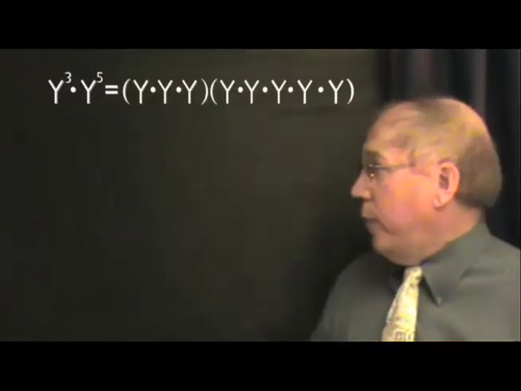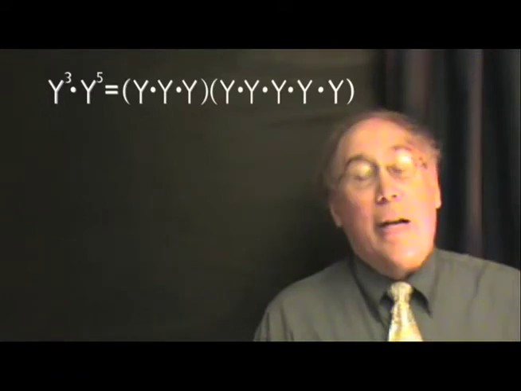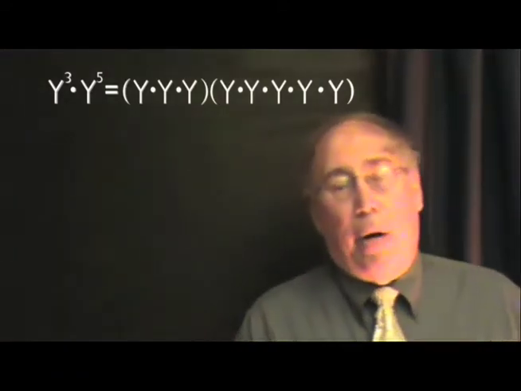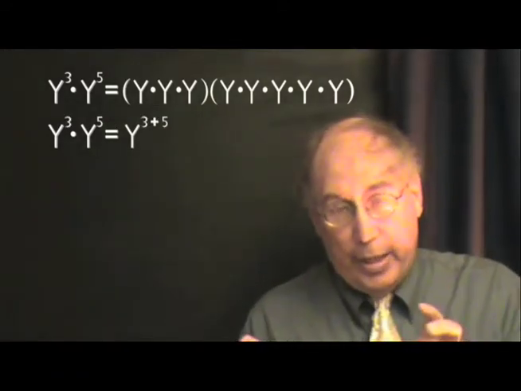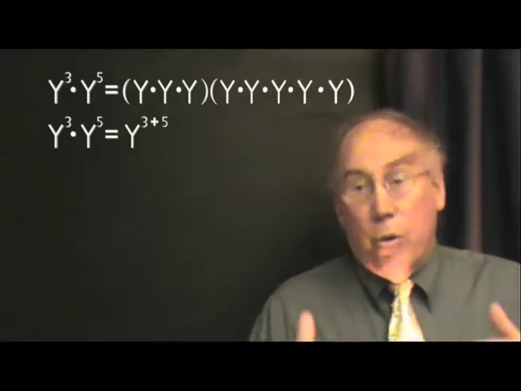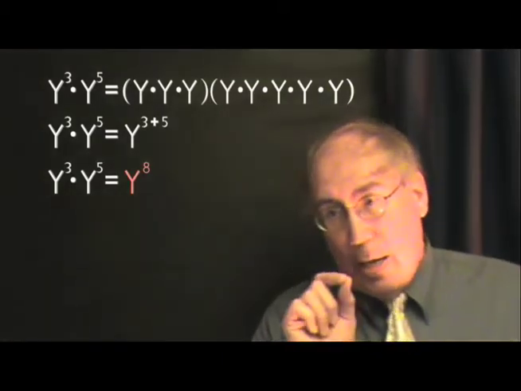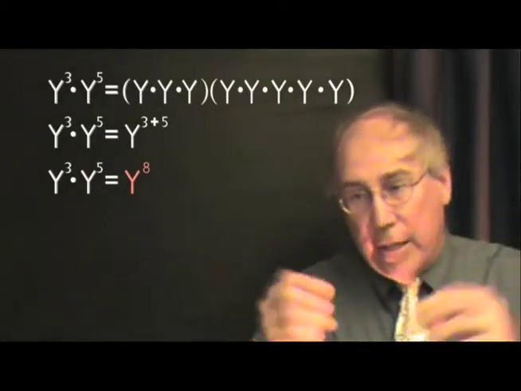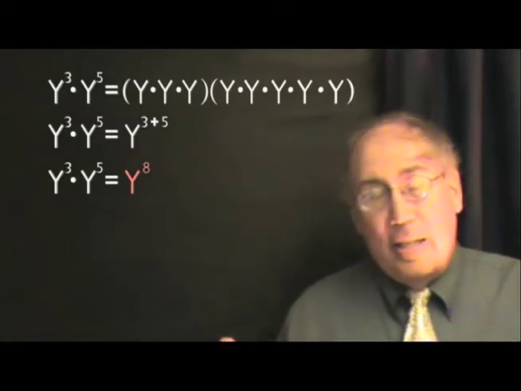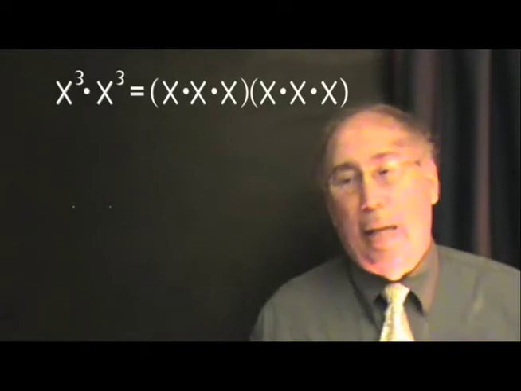So let's look at our first problem here. We've got y cubed times y to the 5th. So you have 3 y's being multiplied together and another 5 y's being multiplied together, and that's 8 y's all together. So we could have added the exponents and got y to the 3rd, y to the 5th, that's y to the 8th all together. So this is one of our rules. If we have like terms, we can add the exponents.